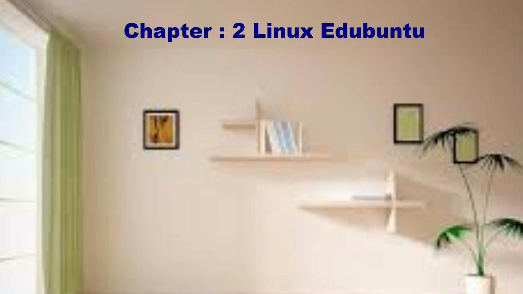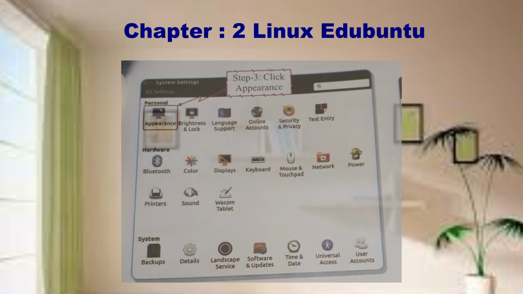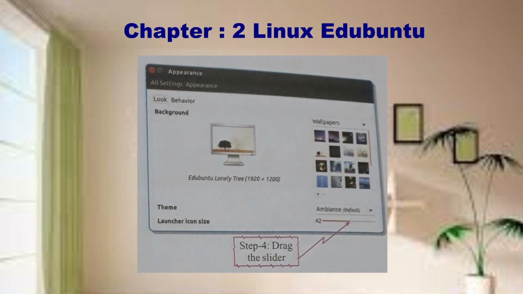To auto hide the launcher, follow the given steps. Click the System menu icon at very right of menu bar. Select System Settings. The System Settings window appears. And in that window, the Personal section, click Appearance. The Appearance dialog box appears. Now click the Behavior tab and switch Auto Hide the Launcher on.